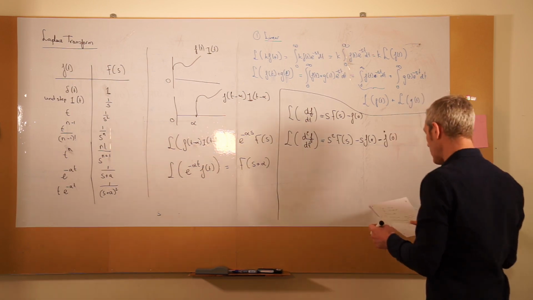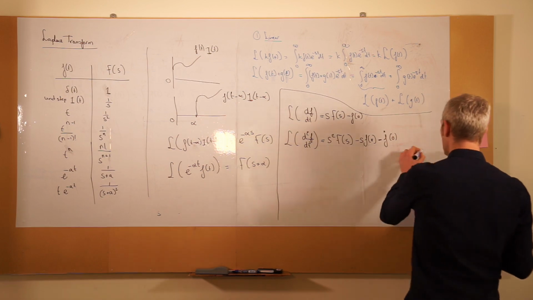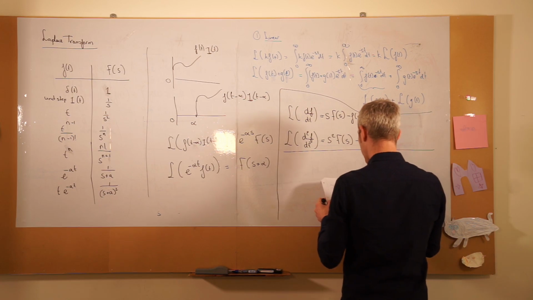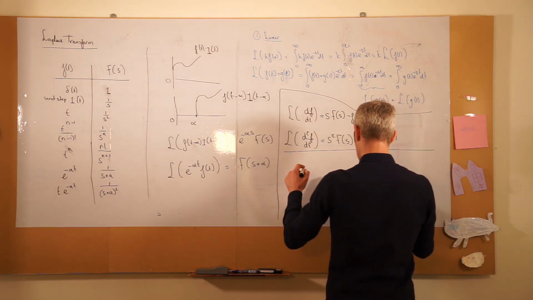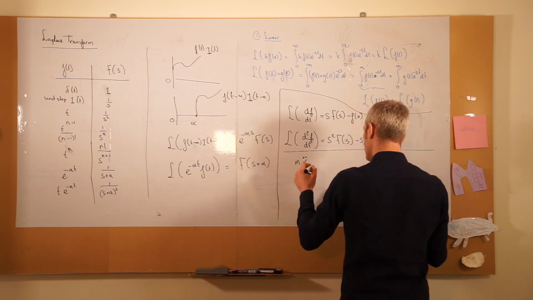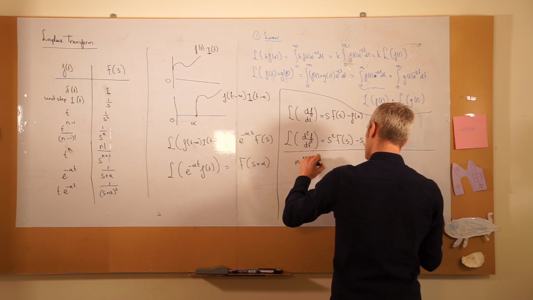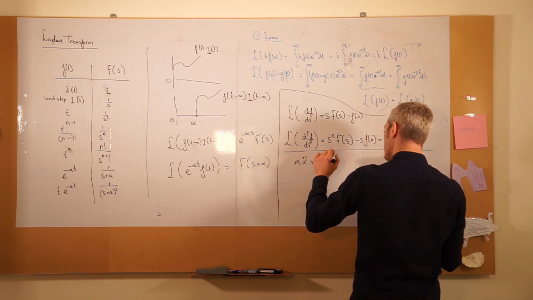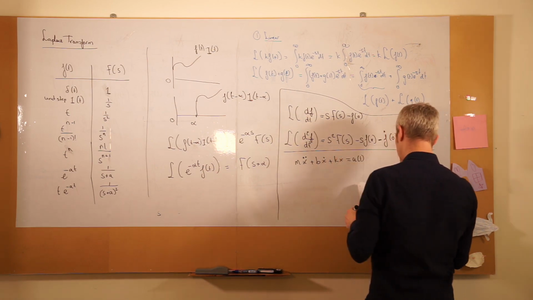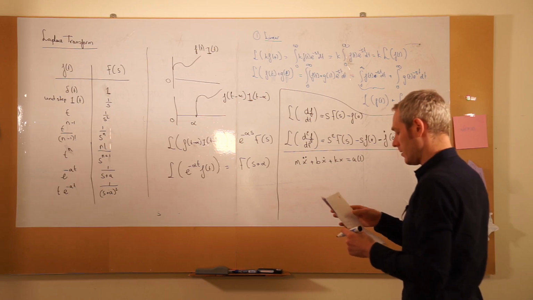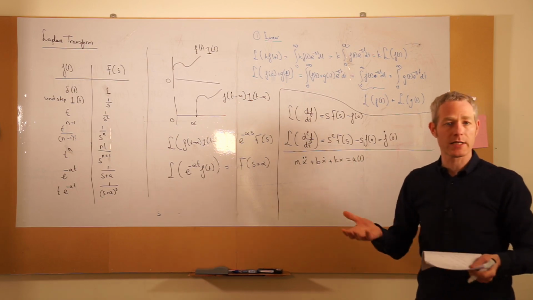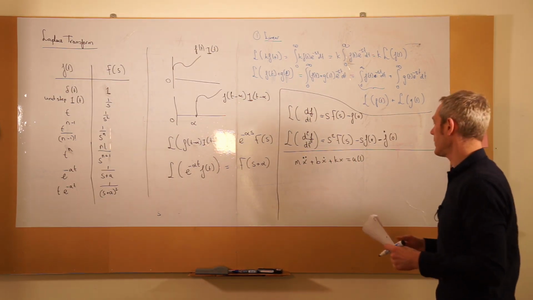So let's see what would happen if we take a differential equation. If we have m x double dot, so the second derivative of x, plus b times the first derivative, plus k times x equals some input. These are the basic form of a mass spring damper system with some form of input.